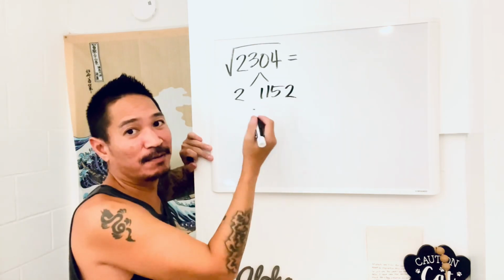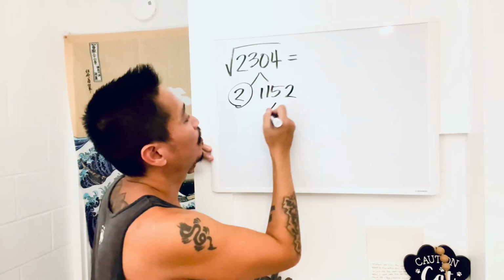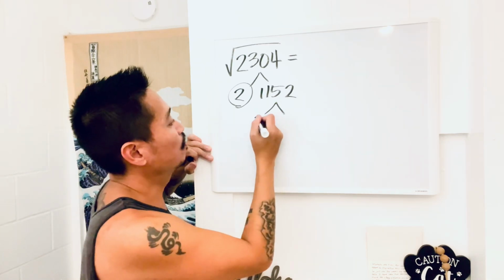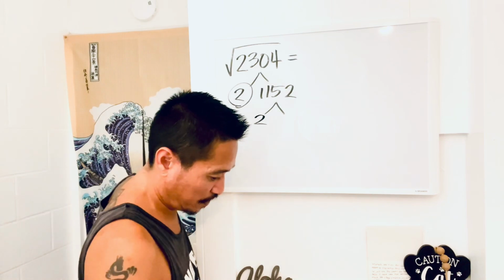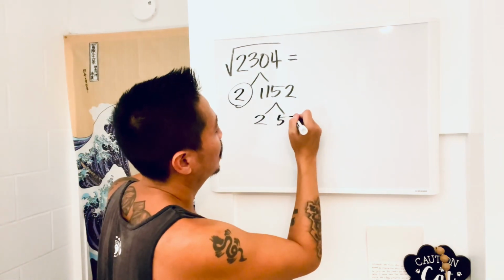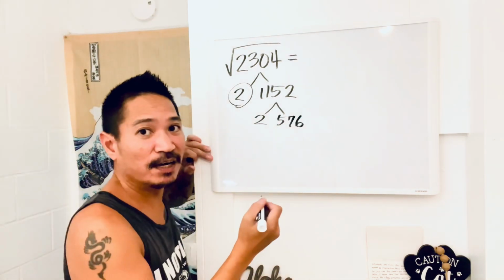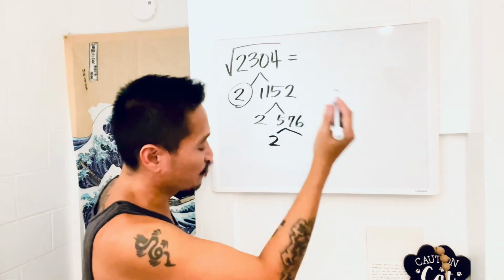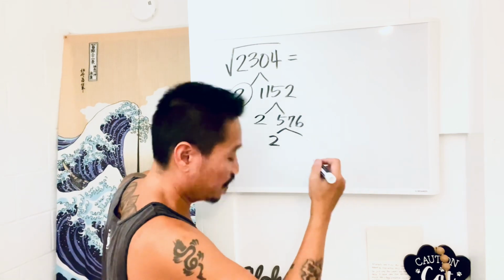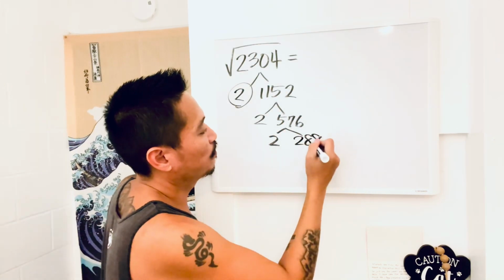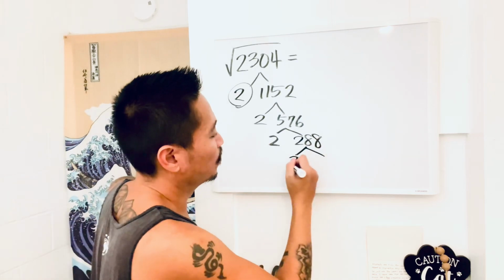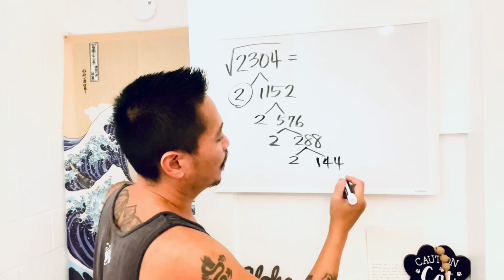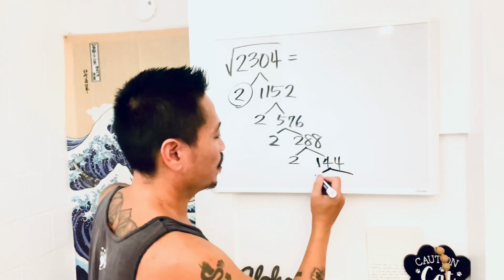Okay, well, 2 is a prime, so I'm going to stop there. And then I have 1152. Well, that's another even number, so I'm just going to divide that in half, and then I get 576. Easy, right? You just keep going down the tree. 576 is even, so I divide it in half, and then I get 288. Well, from here it's pretty simple. 288 is 2 times 144, and then 144 is, oh man, I'm running out of room.